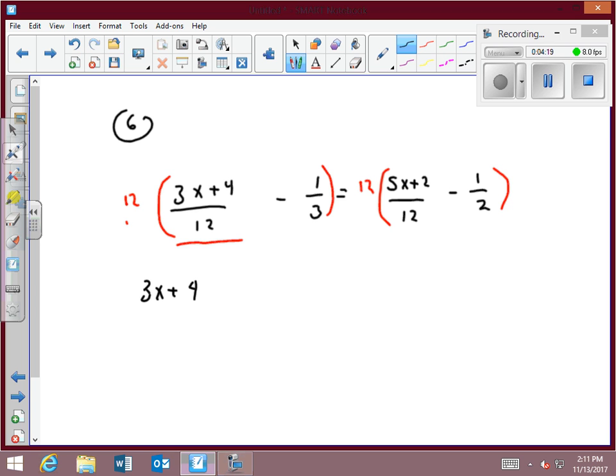I'm just doing it. And then you do this 12 times this minus 1/3. So that's going to be 1, what? Minus 4? The 3 into the 12. Is that right, Aaron? Okay. Now on this side, this 12 times this term right here, 12s go out and I have what? 5x plus 2. And then the 12 times the 1/2 is minus 6, right?